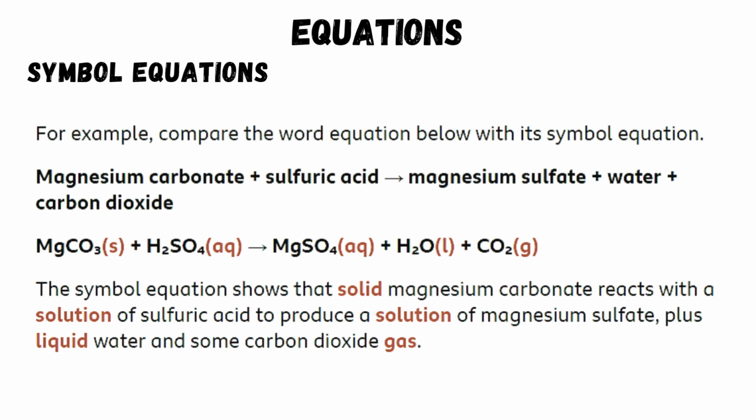For example, compare the word equation below with its symbol equation. Magnesium carbonate plus sulfuric acid gives magnesium sulfate plus water plus carbon dioxide. MgCO3 plus H2SO4 gives MgSO4 plus H2O and CO2. The symbol equation shows that solid magnesium carbonate reacts with a solution of sulfuric acid to produce a solution of magnesium sulfate plus liquid water and some carbon dioxide gas.